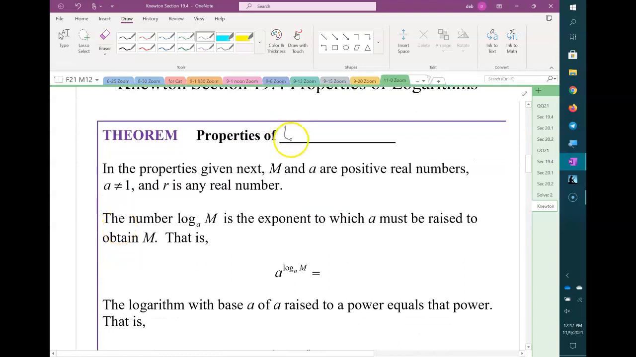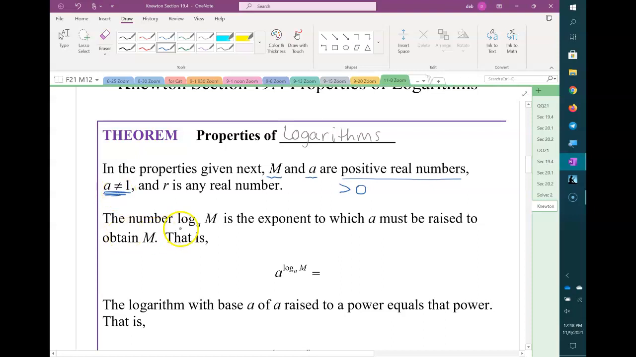Okay, and now we're going to talk about some more properties of logarithms. And notice how it's spelled. It's different than the kind of rhythm if you're talking about musical instruments and making rhythms. It's similar to the word algorithm, which is a sequence of steps, a procedure. In the properties that we're going to see now, we need to know that capital M and A are positive real numbers, so they're strictly greater than 0. A can't be 1, and r is any real number.